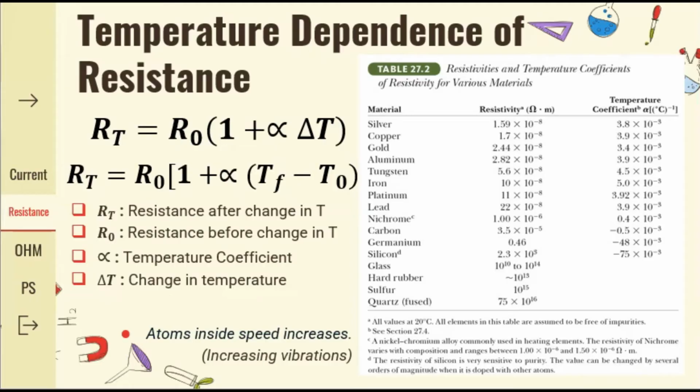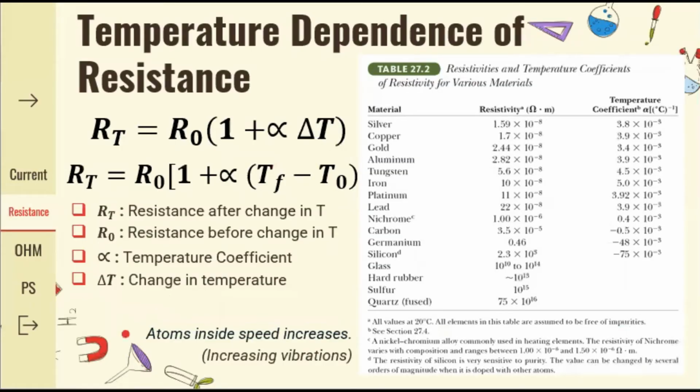So why does our resistance change when the temperature changes? Because the atoms inside our materials increase in speed. When the speed increases, their vibrations increase. The vibrations affect the value of the resistance. So we could conclude that when the temperature is increasing, there is also an increase in the value of resistance. Take a look at this table on the right part of your screens.